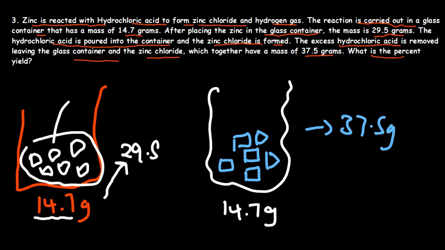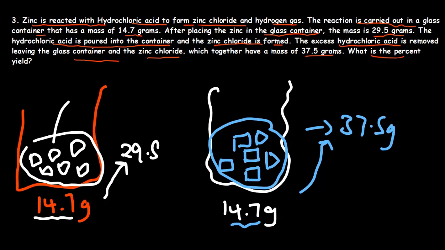37.5 grams. So it means the mass of this zinc chloride plus the 14.7, they are giving us 37.5. Okay, so for us to find the actual yield and the percentage yield in this case, we have to use these masses here. So first of all, let us find the actual mass of the zinc chloride that was produced.